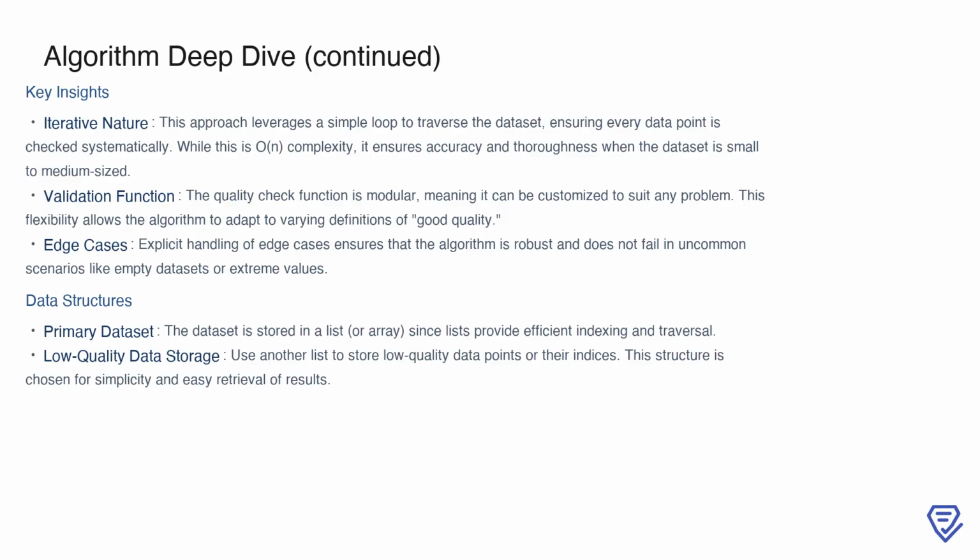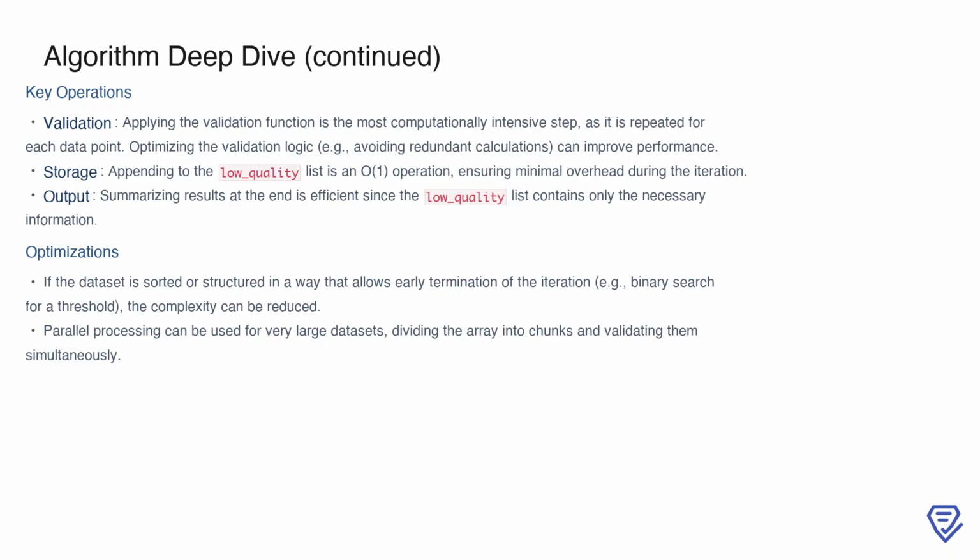For the data structures, the dataset is stored in a list or array due to their efficient indexing and traversal. The low-quality data points are stored in a separate list, which is simple to manage and easy to query when generating the final results. The most computationally intensive operation in this algorithm is the validation step, as it is performed for every data point in the dataset.